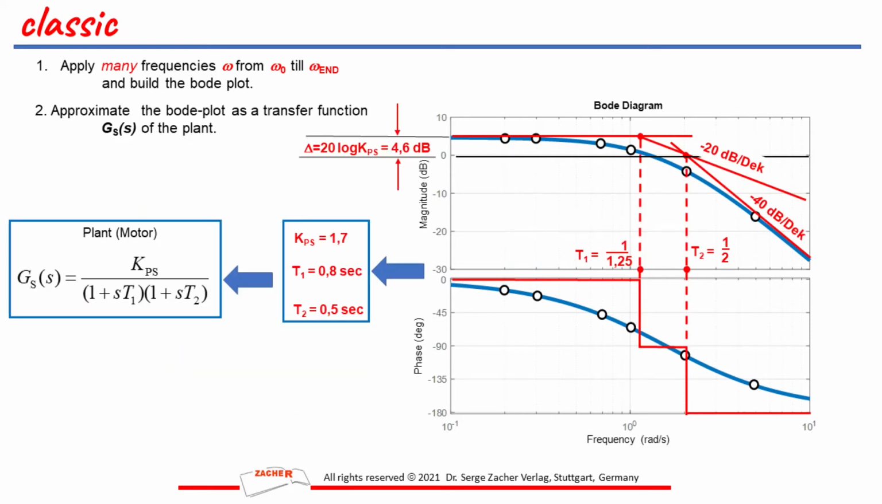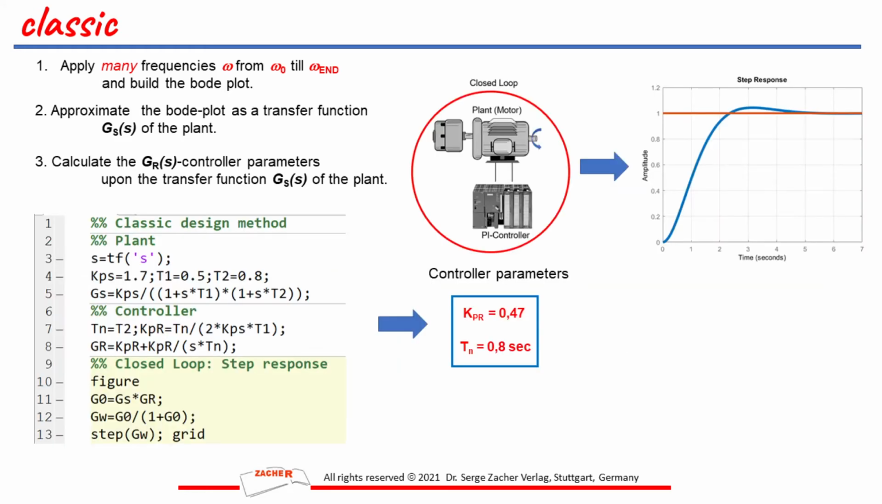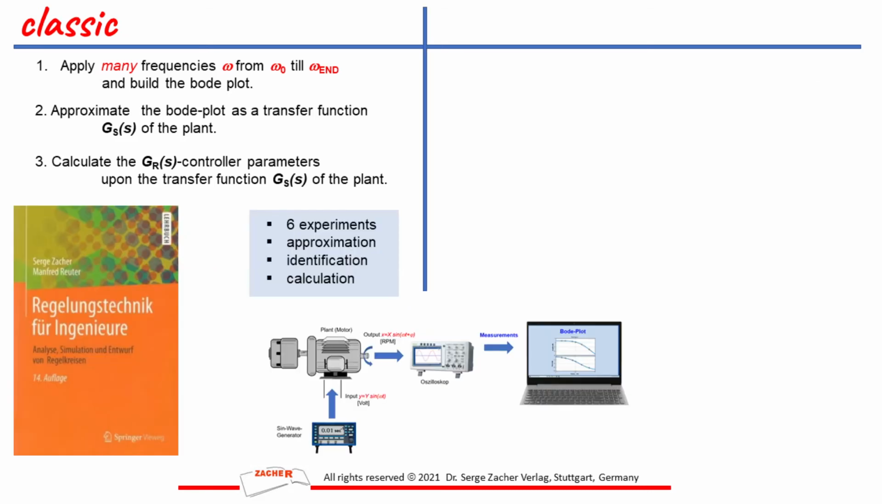As far as the transfer function of the plant is identified, we can do the next step of the control design, namely we calculate the transfer function G0 of the open loop with the PI controller. Finally, the controller parameters are defined. We can simulate the closed loop with these parameters, or we can apply the real controller. The classic procedure of the controller design with Bode plot is finished.